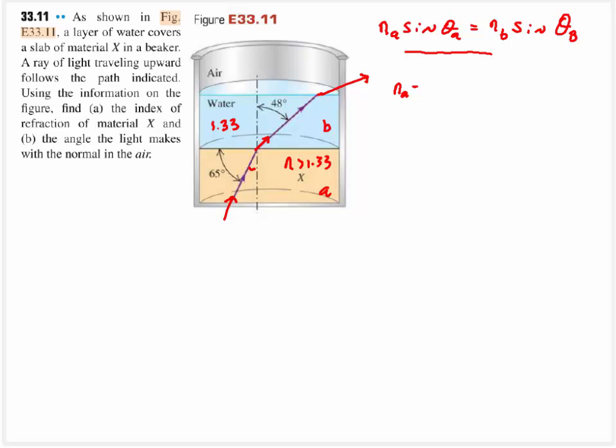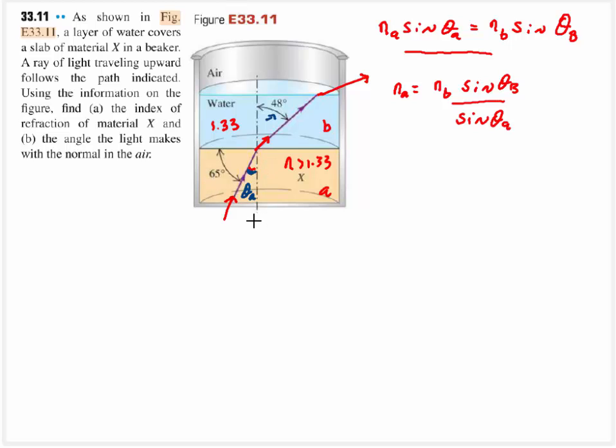And we say the index of refraction of A has got to be equal to the index of refraction of B, which we know, multiplied by the sine of theta b divided by the sine of theta a. Now remember, keep in mind these angles are the angles away from normal. We're given theta b, we don't have theta a. We need to actually calculate that because it has to be the angle away from normal.